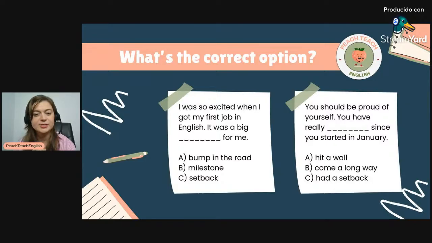Okay, guys, this one's going to be B. Okay, you've really come a long way, right? Because in January, maybe you were still a newbie at whatever goal you were trying to achieve, right? And now you have improved a lot. You have come a long way. Okay, let's go ahead to the next one.